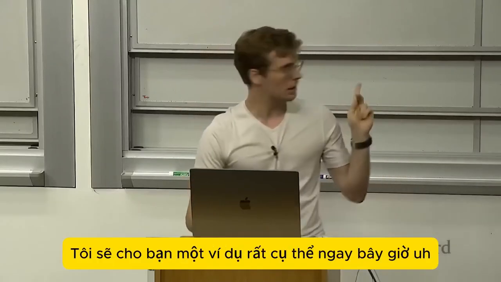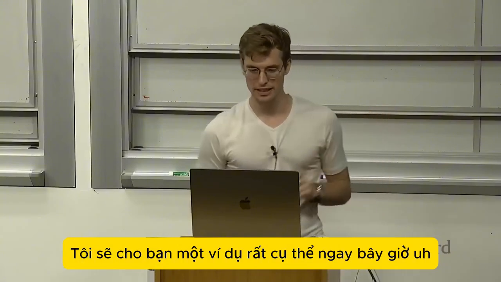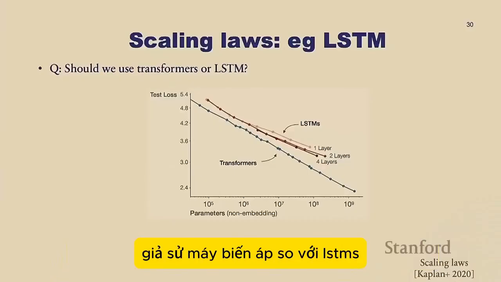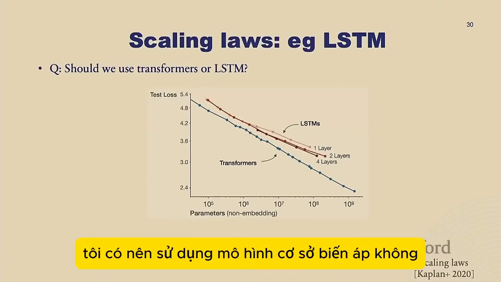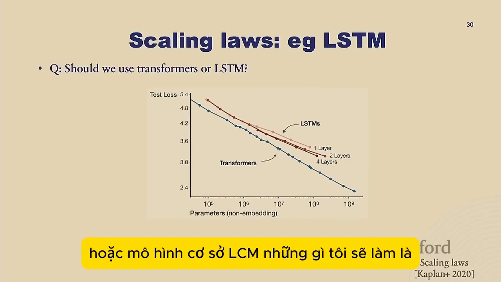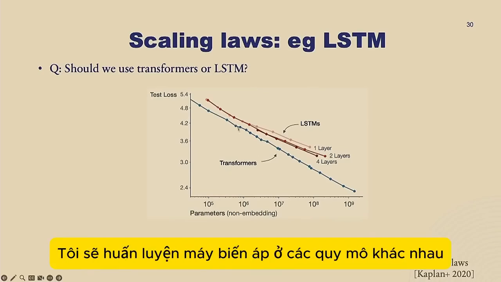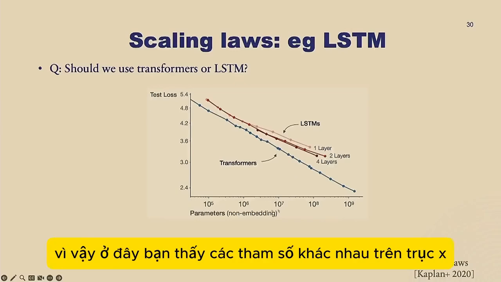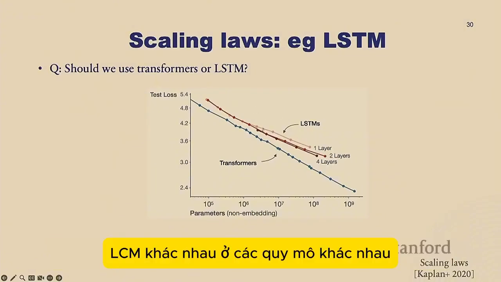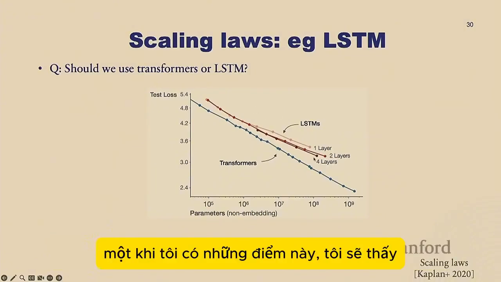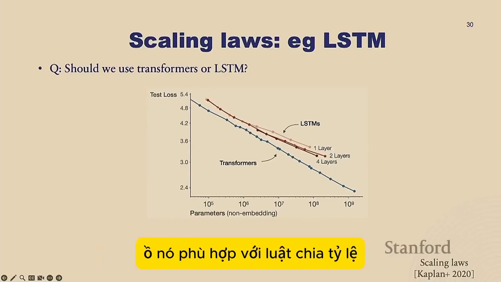I will give you a very concrete example right now. Let's say transformers versus LSTMs. Let's say you have these 10,000 GPUs, and you're not sure which one you should be using. Should I be using a transformer-based model or an LSTM-based model? What I will do is train transformers at different scales. Here you see different parameters on the x-axis, and the y-axis is my test loss. I will then train different LSTMs at different scales. Once I have these points, I will see it kind of fits a scaling law.